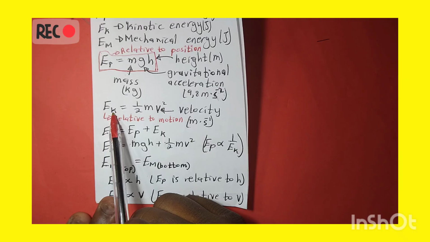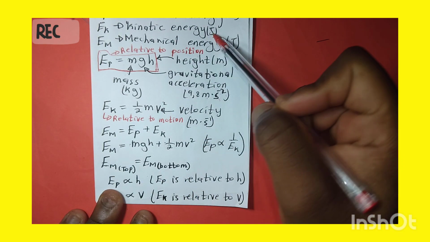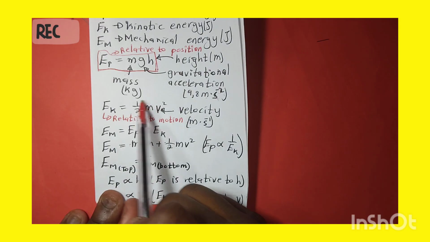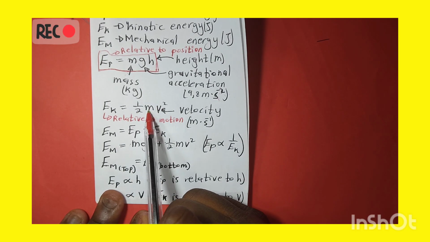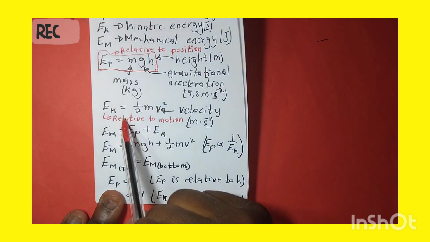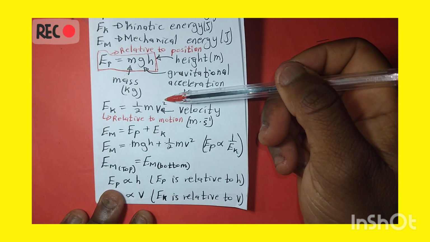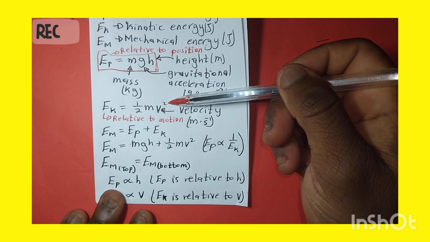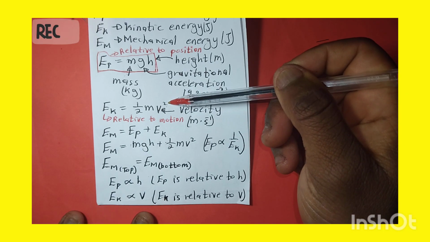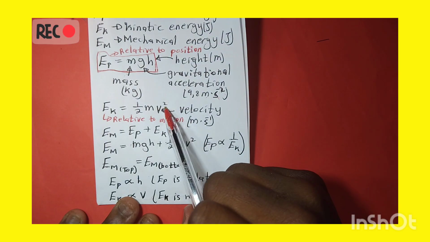That EK, guys, is kinetic energy, which is also in joules. Its equation is half mv squared. Please, guys, when you use this equation, don't forget that squared, that 2, because most of the learners forget to press that 2 on a calculator. I know you will forget it, guys. Please don't forget it. It's so important to put that 2 there.